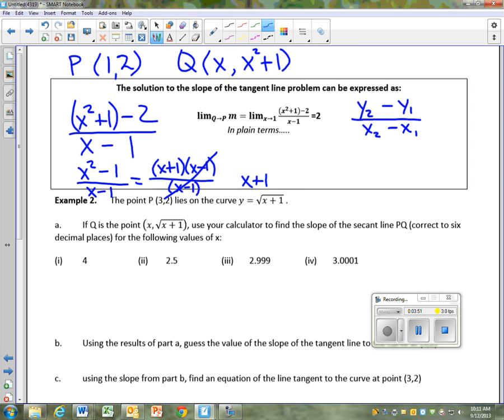Look at this. How close do you want to slide Q to P? All the way on top of it, right? So that Q would eventually have a value of, plug in 1. It's 1 plus 1, 2. That's the slope.